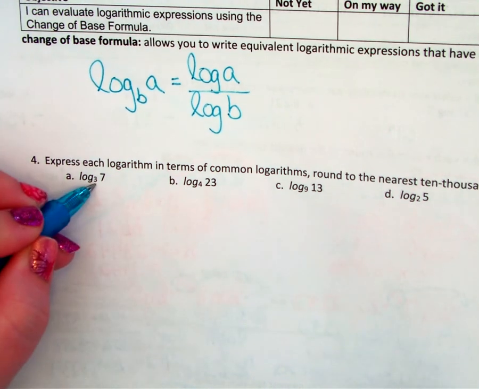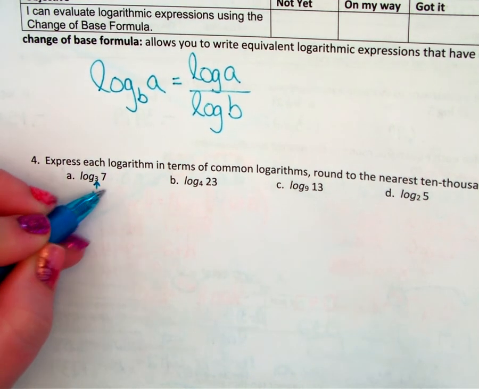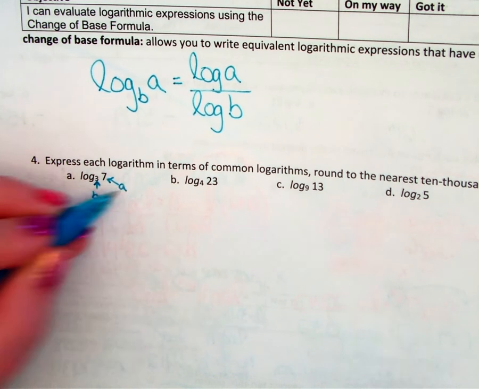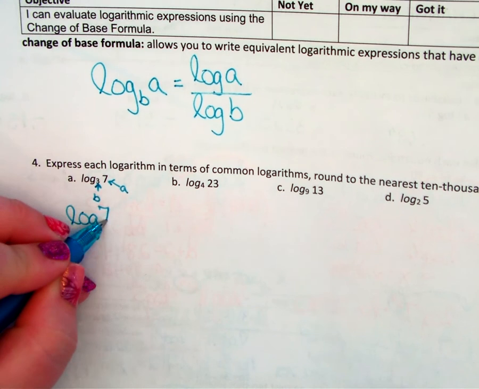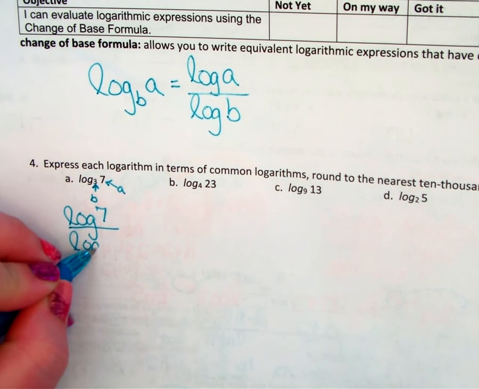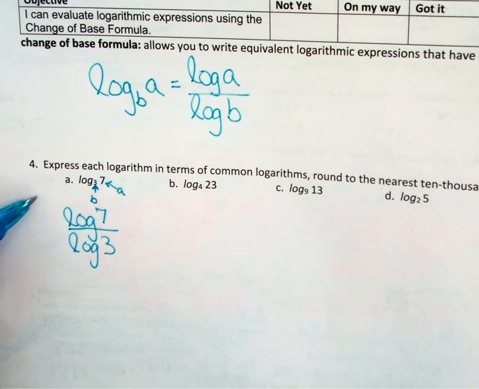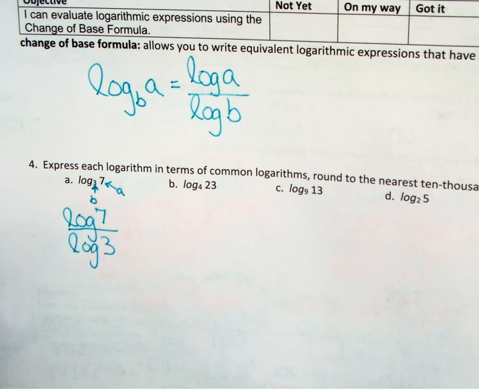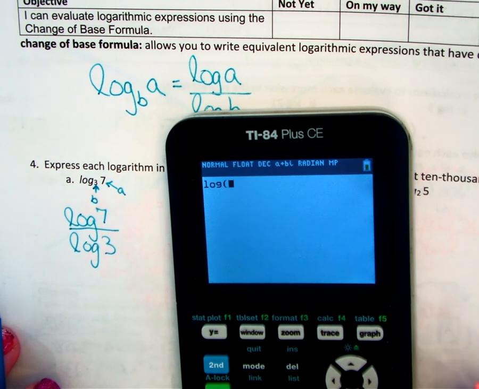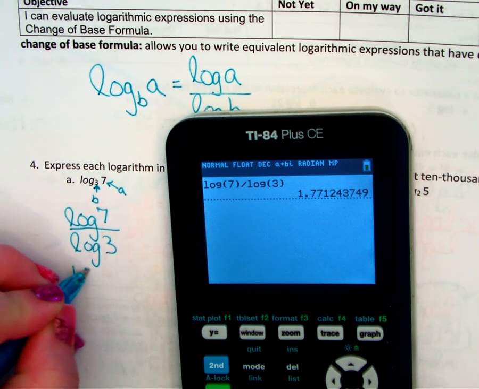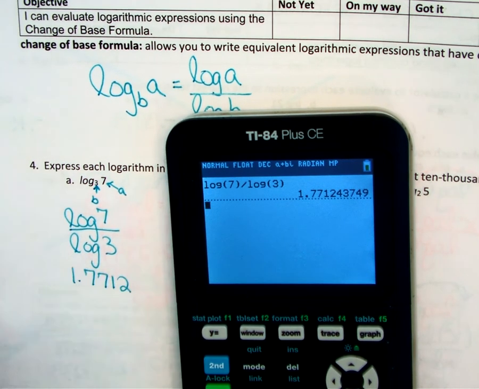It's irrational. The basement number is the 3. The attic number is the 7. So I'm going to rewrite this as log of 7 over log of 3. That's what it looks like in terms of common logs. Now I can let my calculator calculate that. Log of 7, close parentheses, divided by log of 3. 1.7712.